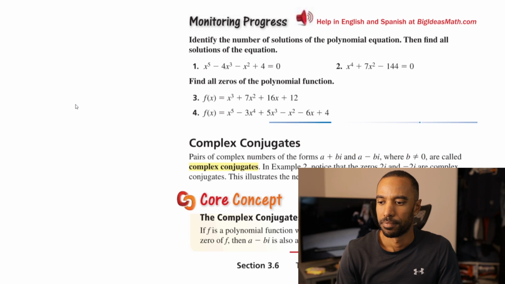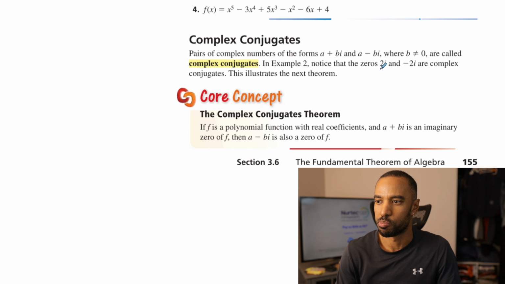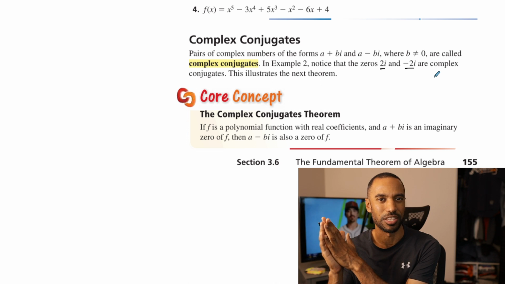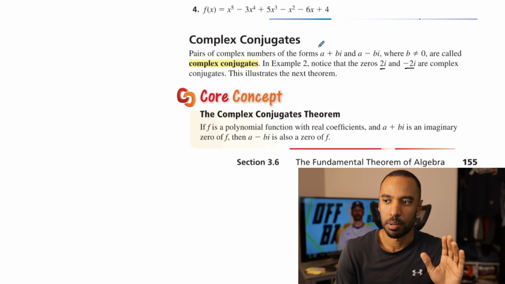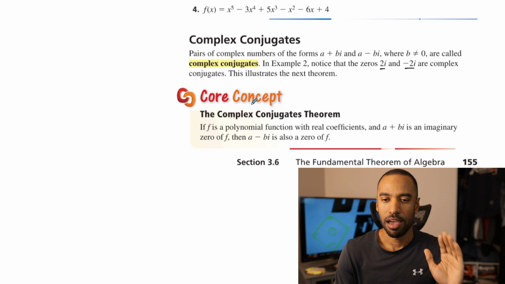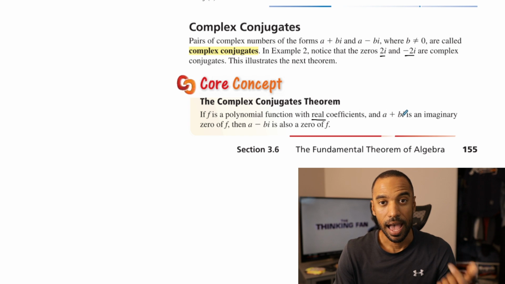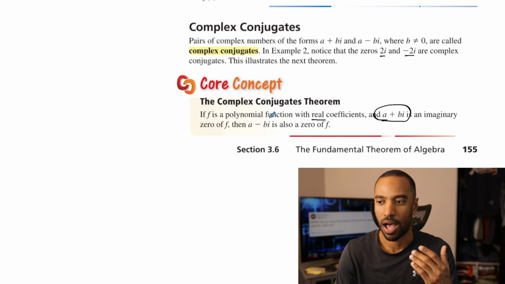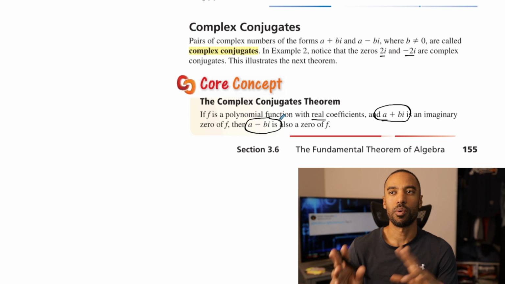Okay. Complex conjugates. Now, what you've noticed in the past couple of examples is that there was plus or minus 2i. You saw 1 plus or minus whatever the other thing was as well. Every pair of complex numbers of the form a plus bi and a minus bi, where b doesn't equal 0, are called complex conjugates. Every polynomial with real coefficients that has a complex or imaginary solution will have a conjugate pair. So if there's an a plus bi, there will also exist an a minus bi. That's what will get them to cancel out.